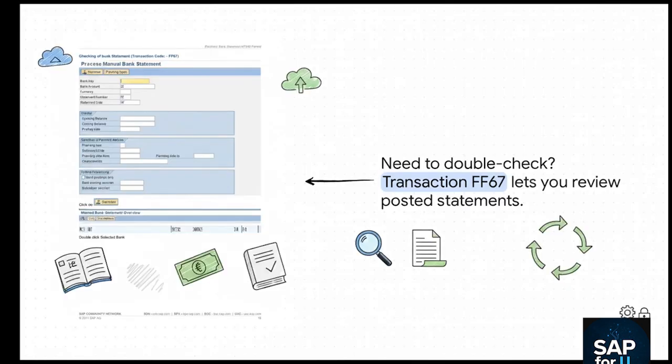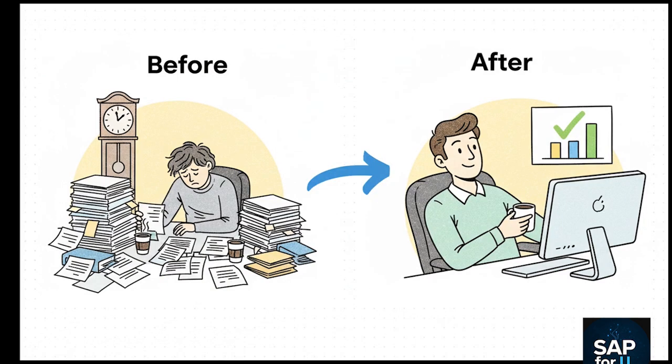And of course, having an audit trail is key, right? So if you ever need to go back and review what was posted, transaction FF67 is your best friend. It lets you pull up any statement that's ever been uploaded, giving you a complete rock-solid audit trail for every single line item. So let's just step back and look at the transformation here. We've gone from a manual process that takes hours and is just begging for errors to an automated one that takes a few minutes, delivers incredible accuracy, and actually helps you close the books faster. I mean, the difference is just night and day.